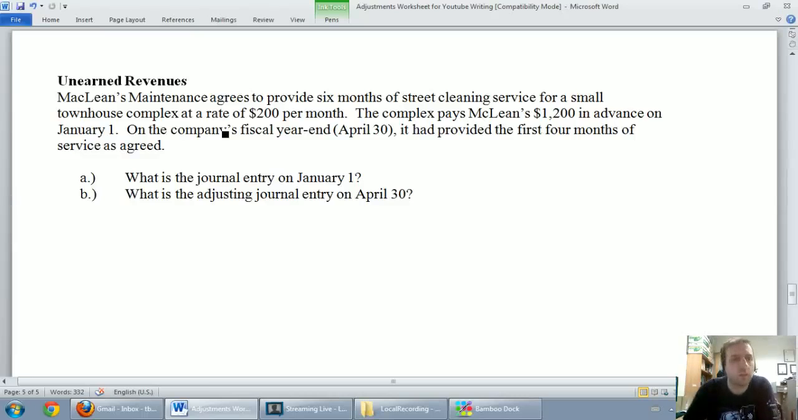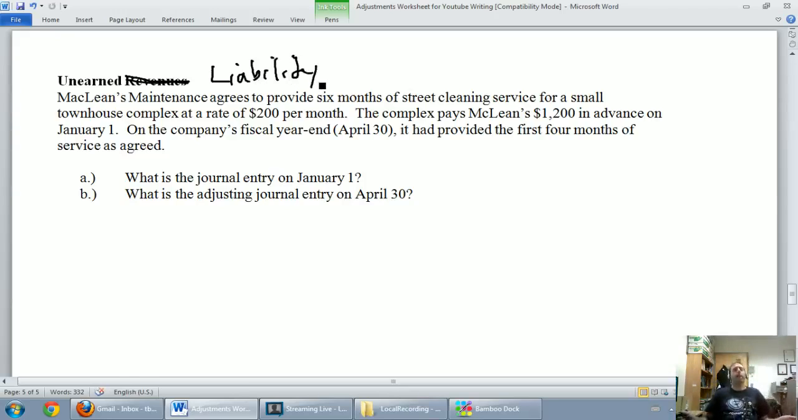Okay, on to our final topic in adjusting journal entries, and that topic is unearned revenues. Unearned revenues are kind of like the cousin of the prepaid expense in one way particularly. They're not a revenue at all. A prepaid expense, we said, wasn't an expense, it was an asset. Well, an unearned revenue isn't a revenue, it's a liability.